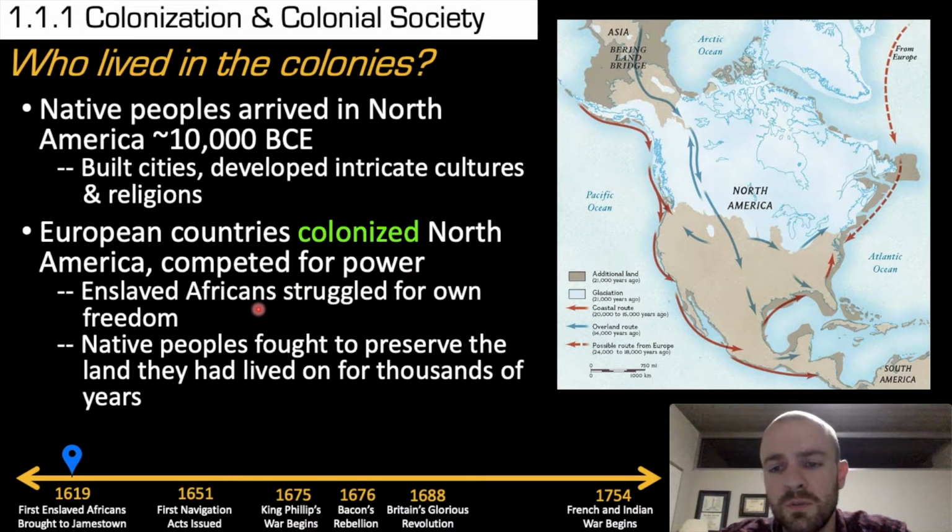Also, we should consider the experiences of enslaved Africans who struggled for their own freedom in the pre-revolutionary period, and native peoples who fought to preserve the land that they had lived on for thousands of years. People were already living here, but the Europeans had staked their claim over the eastern seaboard and weren't all that interested in sharing the land with the people that were already living there.